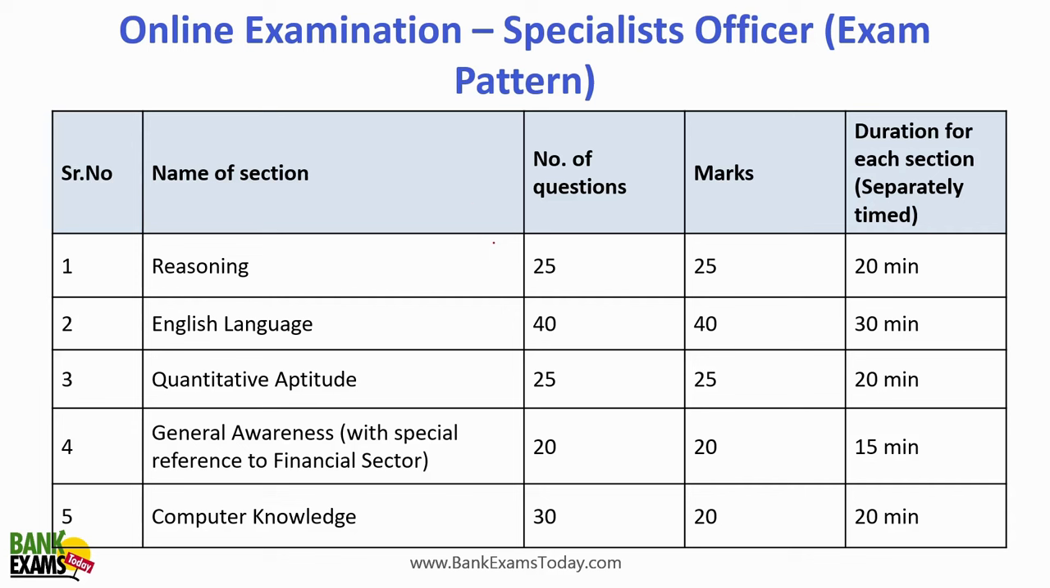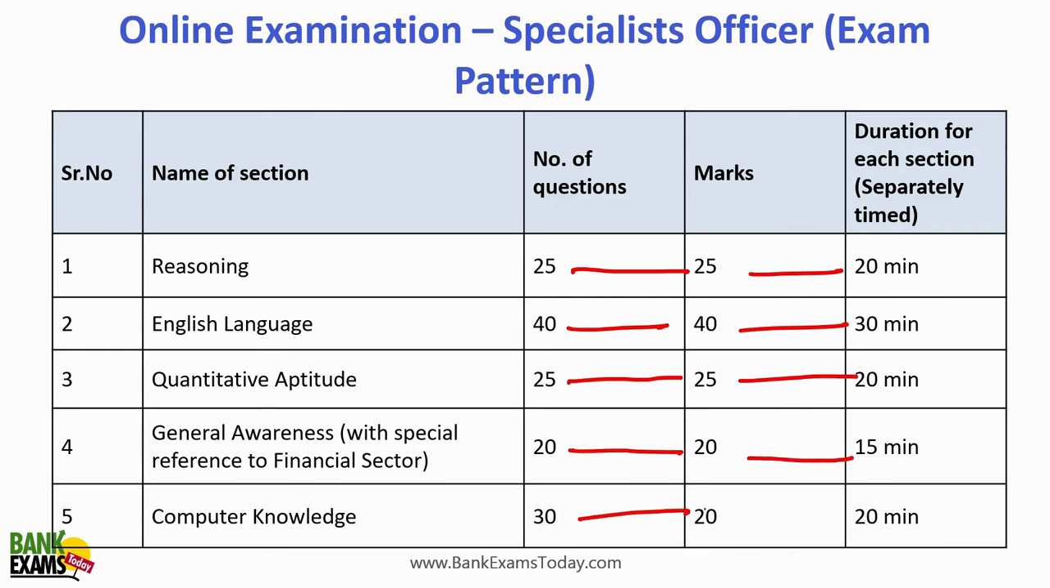So, there is reasoning ability, 25 questions, 25 marks, sectional timing of 20 minutes. English language, 40 questions, 40 marks, sectional timing of 30 minutes. Quantitative aptitude, 25 questions, 25 marks, sectional timing of 20 minutes. For general awareness, 20 questions, 20 marks, sectional timing of 15 minutes. For computer knowledge, 30 questions, 20 marks, and sectional timing of 20 minutes.